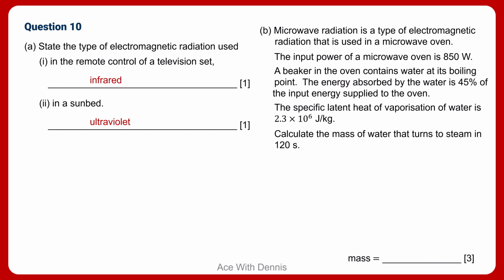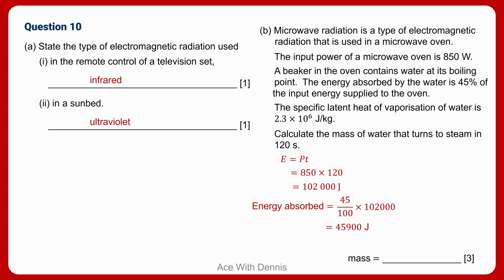Okay, so to answer this question, first we need to calculate the total energy used by the microwave oven. We can use this formula, E equals PT. The power of the microwave is 850 watts, the time is 120 seconds, which will give us 102,000 joules. Next, we can calculate the energy absorbed by the water, which is 45% of the energy produced by the microwave oven, and we'll get 45,900 joules.